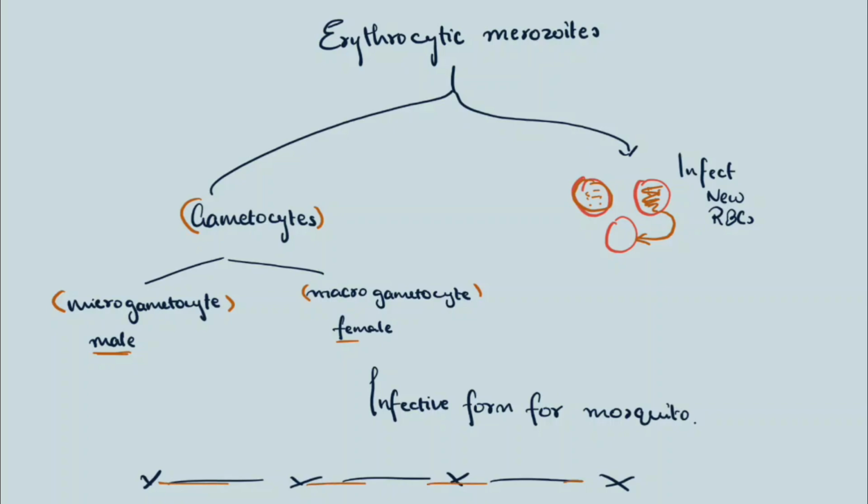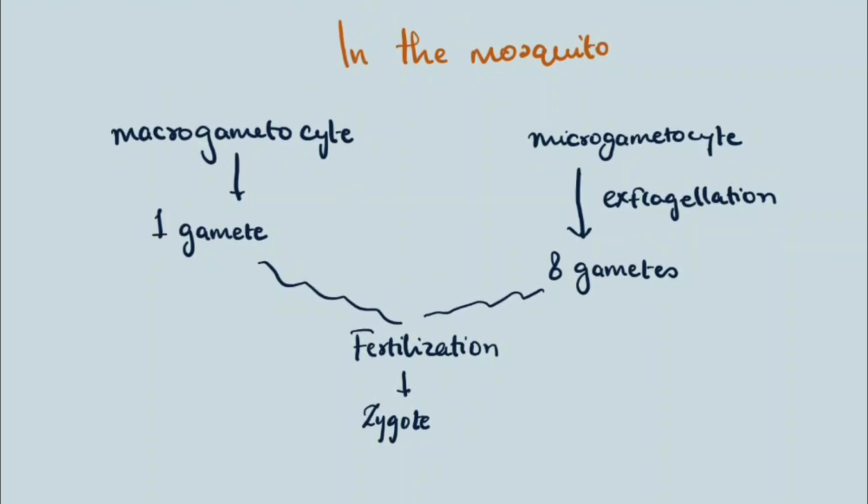And with this, we come to the end of the stages in man, and now we'll move on to the mosquito. Let's say we have a mosquito that comes and bites a person that's already infected. Now these gametocytes, the macro and microgametocytes, get taken up by the mosquito, and the macrogametocyte gives rise to just one gamete, but the microgametocyte undergoes a process called exflagellation and gives rise to 8 gametes.